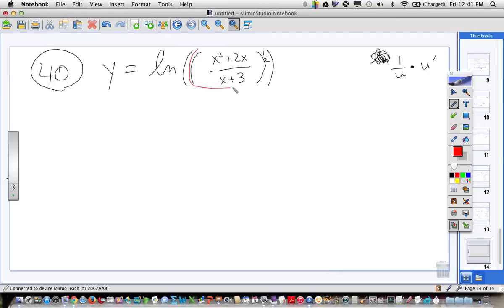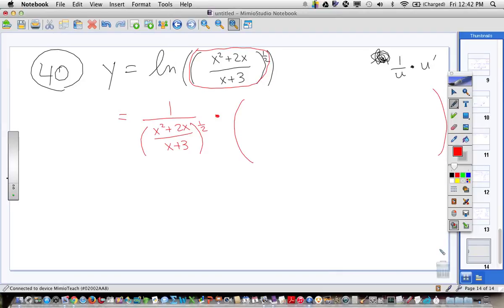All the red stuff right here, that whole big square root, that's the u. So the derivative of this is going to be 1 over, now I'll go ahead and use the square root with, no, let's leave it 1/2 for now. Okay, so 1 over the whole big thing, x squared plus 2x, to the 1/2, so it's 1 over that, times the derivative of the inside.